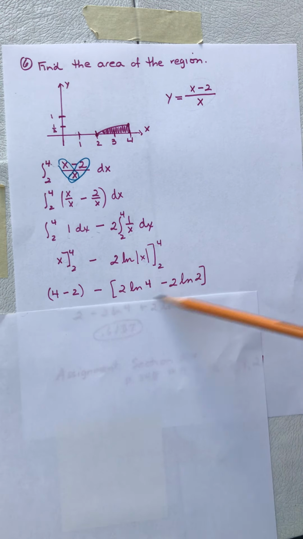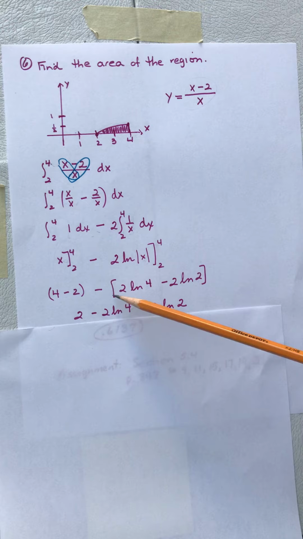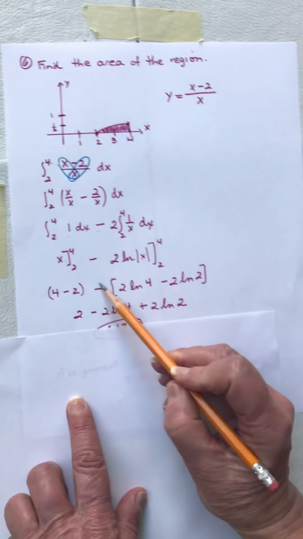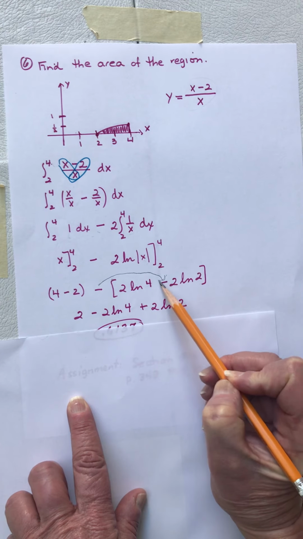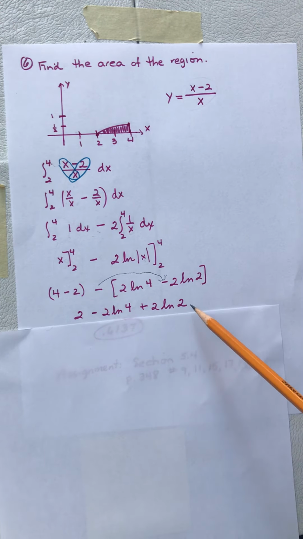Then I simplify this. I get 4 minus 2 is 2, minus 2 ln 2, and then don't forget to distribute this negative here as well. So that becomes minus a negative, and that's plus 2 ln 2.